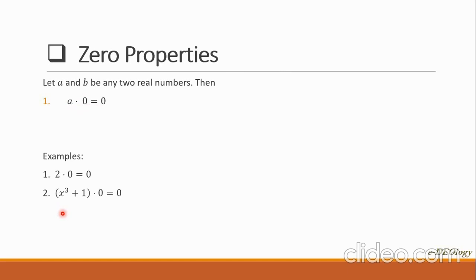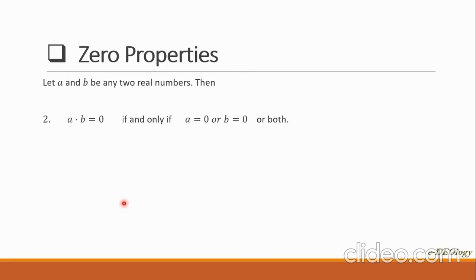Another example is the group x cubed plus 1 multiplied by 0 equals 0. So even though there is a big group here, if we multiply it by 0, the answer will be 0.